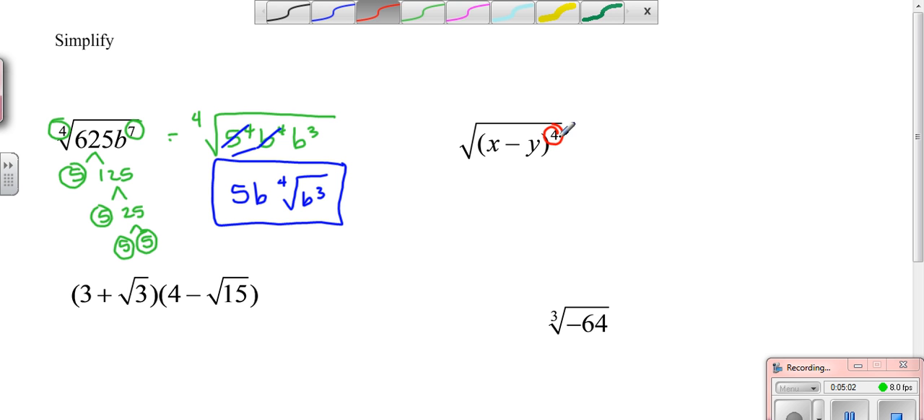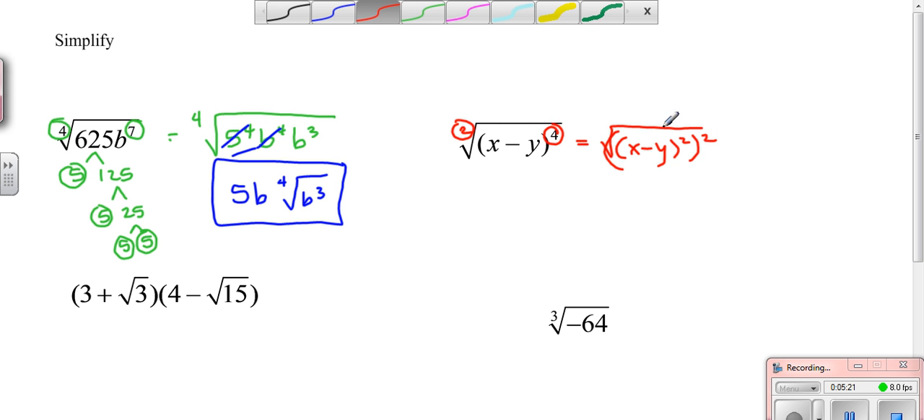So now here I've got a power of 4 when I am squaring. So remember what that means. That means that I have the square root of x minus y squared.